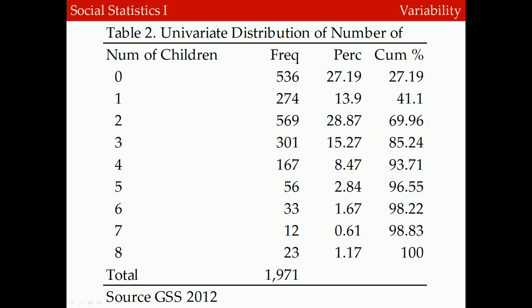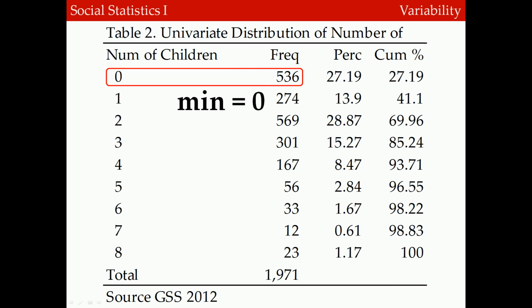Well, we have to identify both the minimum and the maximum values. And we can see that the minimum value here is 0. And we find that it doesn't have a 0 frequency. In fact, 536 people indicate they have 0 children. So our minimum is 0.